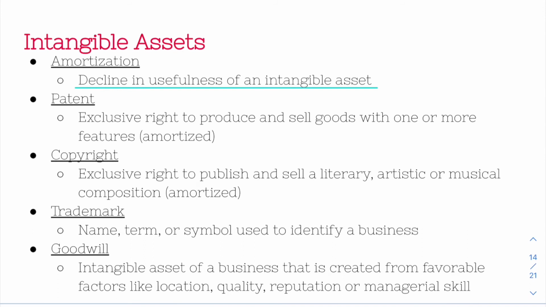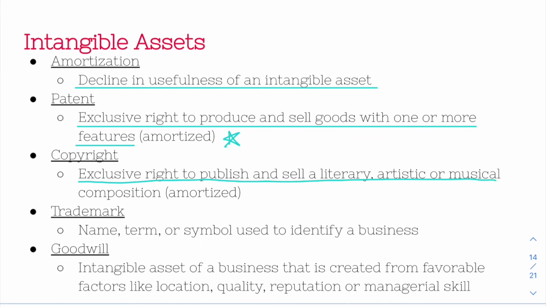Just to review some of the types of intangible assets, it goes through this more in the book, but a patent is the exclusive right to produce and sell goods with one or more features. So I'm sure you're familiar with patents. Patents are going to be amortized. So that's important to note because some of these won't be amortized. Patents are amortized. A copyright is the exclusive right to publish and sell a literary, artistic, or musical composition. And copyrights are also amortized.